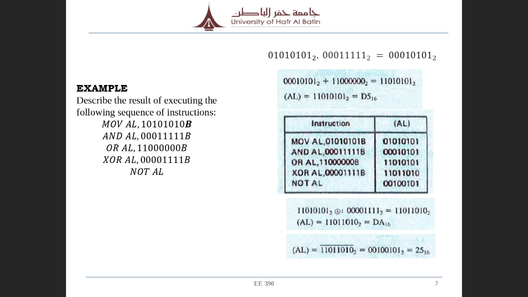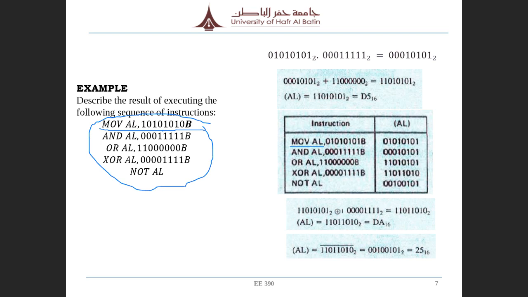For example, we have MOV AL, 10101010. Okay, forget about this one because it's a little bit of a mistake. Look at here: if we have an instruction like MOV AL, 01010101, where B is for binary, what will be the AL content? AL content will be this one, right?